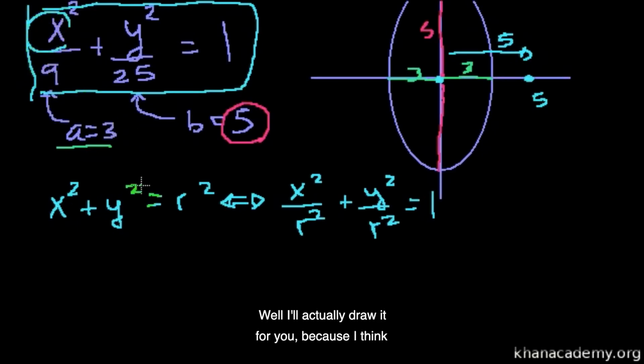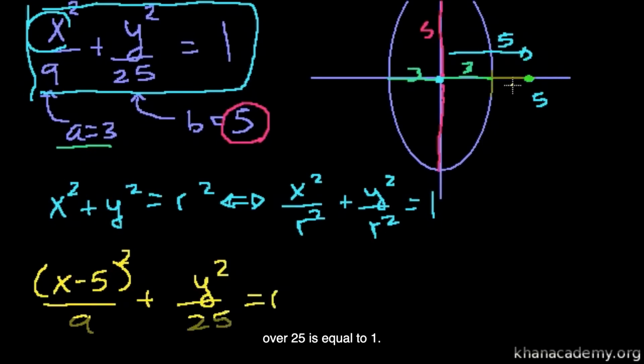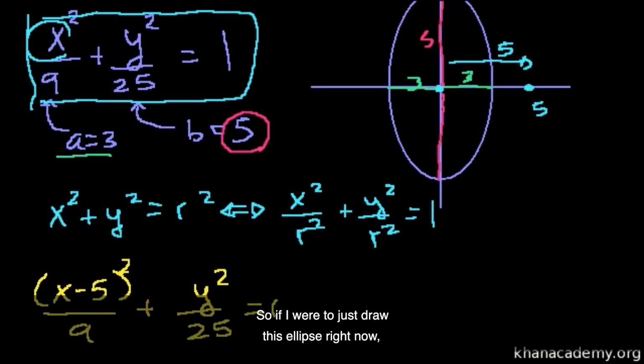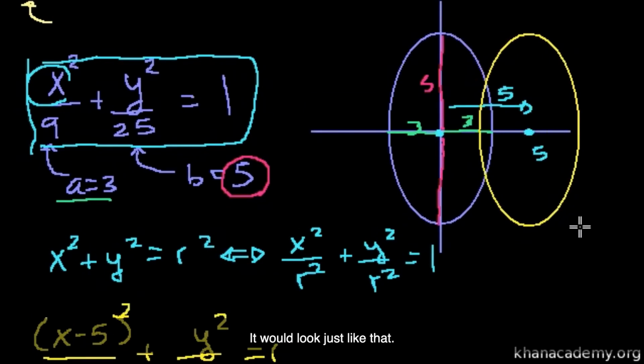Well, I'll actually draw it for you because I think that might be confusing. So if we shift that over to the right by 5, the new equation of this ellipse will be x minus 5 squared over 9 plus y squared over 25 is equal to 1. So if I were to just draw this ellipse right now, it would look like this. I want to make it look fairly similar to the ellipse I had before. It would look just like that, just shifted over by 5.